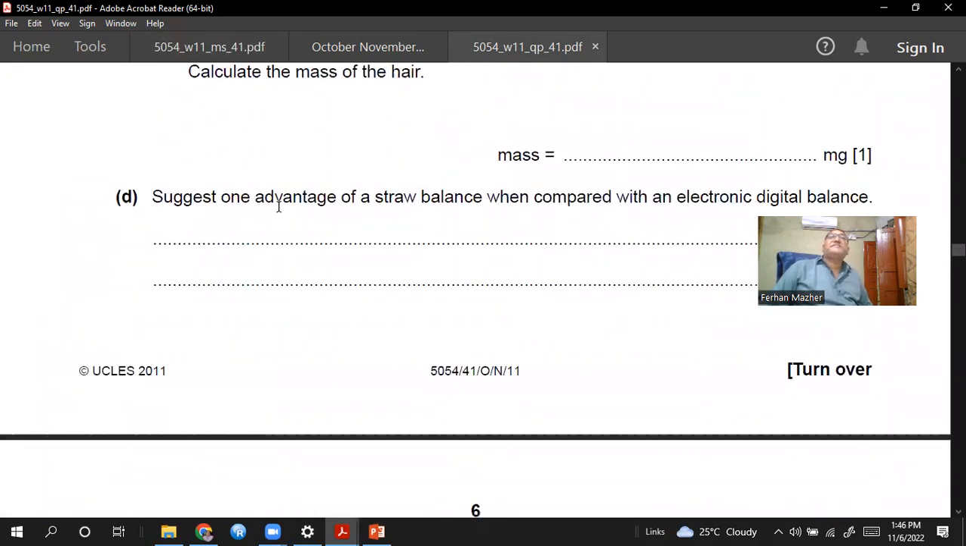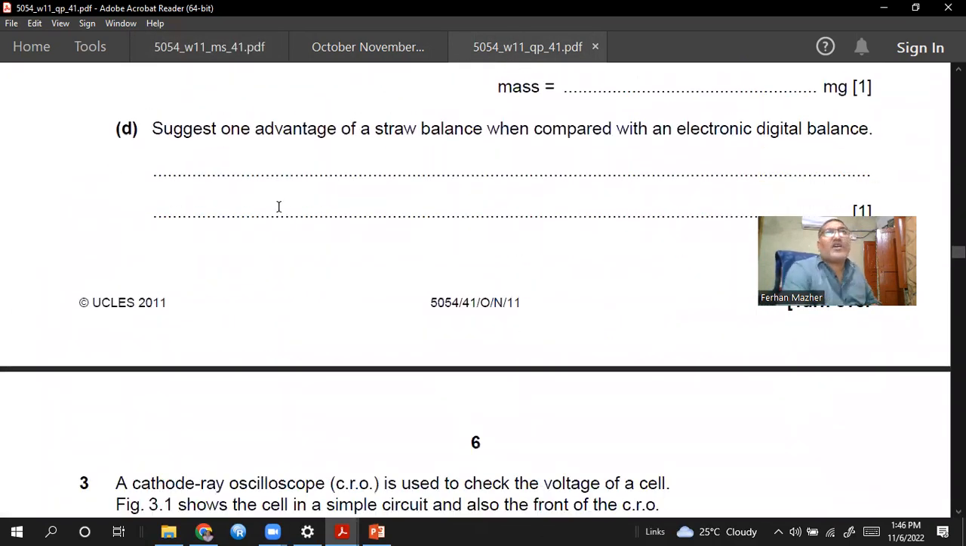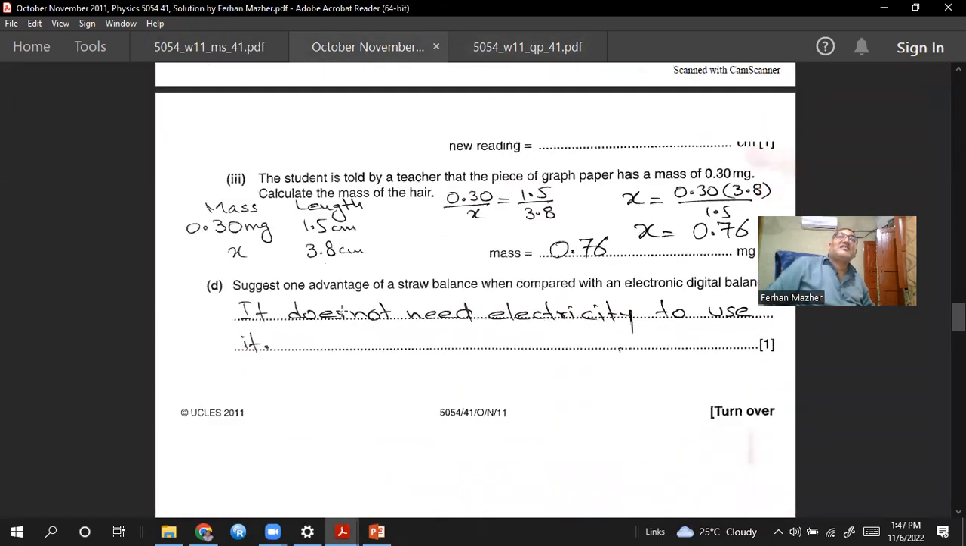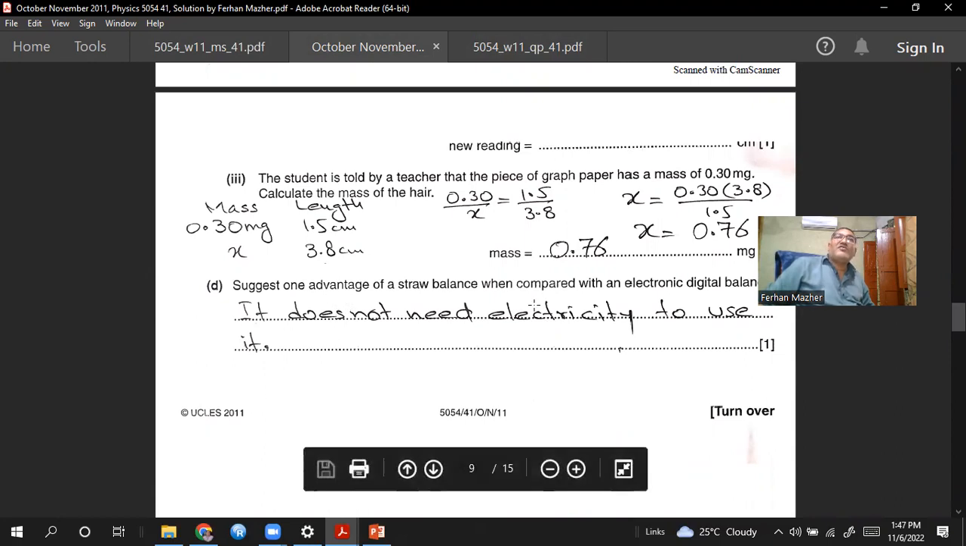Okay, then they ask for one advantage of a straw balance when compared with an electronic digital balance. You see, in the electronic digital balance, you need electricity. For that purpose, we use cells. And in the straw balance, you don't need electricity. So you don't need the cells. You don't have to change the cells. So that is the advantage of using the straw balance. So my answer is, one advantage of the straw balance when compared is that it does not need electricity to use.